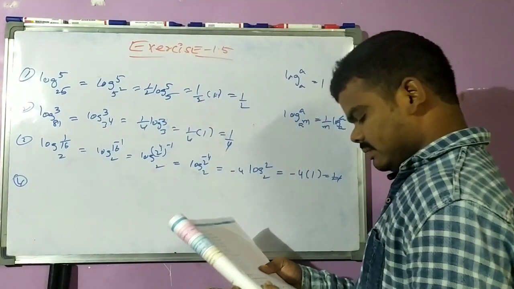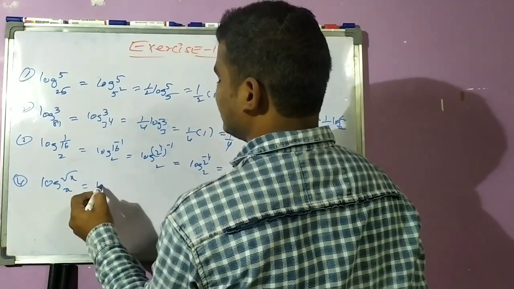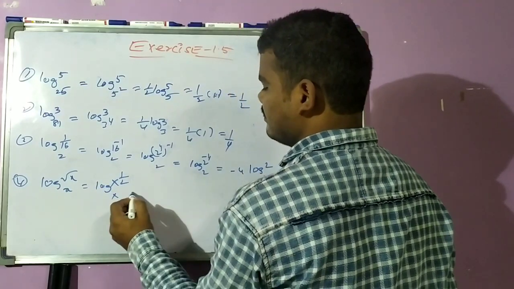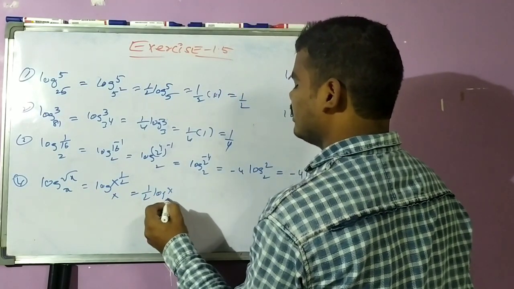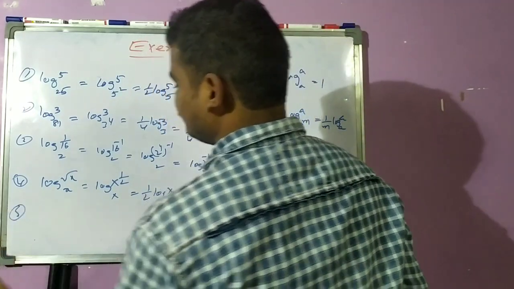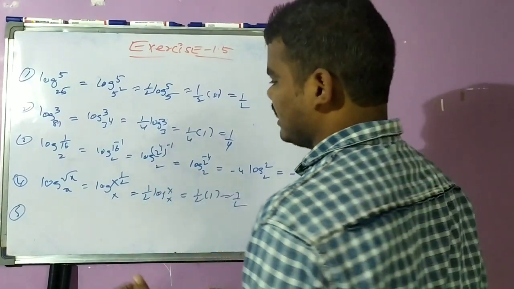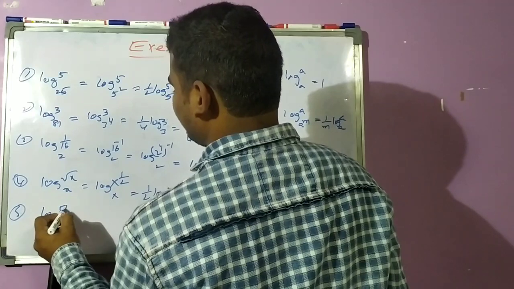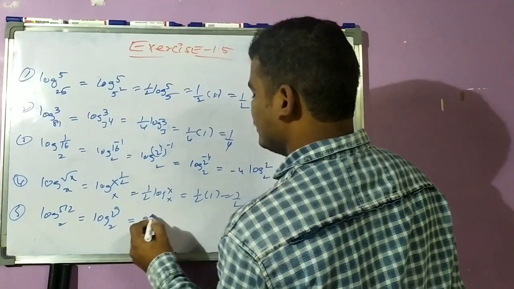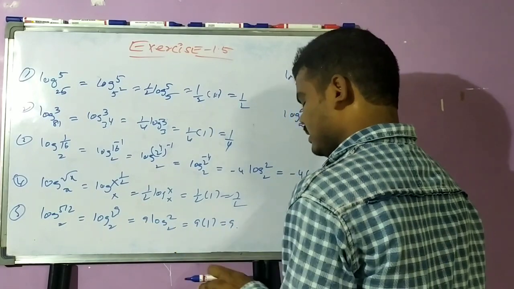Fourth one, logarithm of root x to base x. Root x is x to the power of 1 by 2, to base x. 1 by 2 into log x to the base x is equal to 1 by 2 into 1, which is equal to 1 by 2. Fifth one, logarithm of 512 to base 2. Logarithm of 2 power 9 to base 2. 9 log 2 to base 2. 9 into 1 is equal to 9.